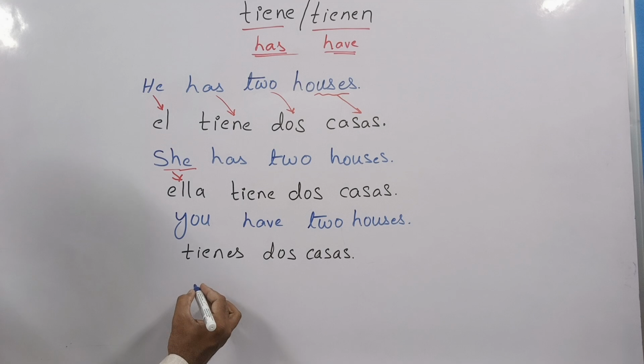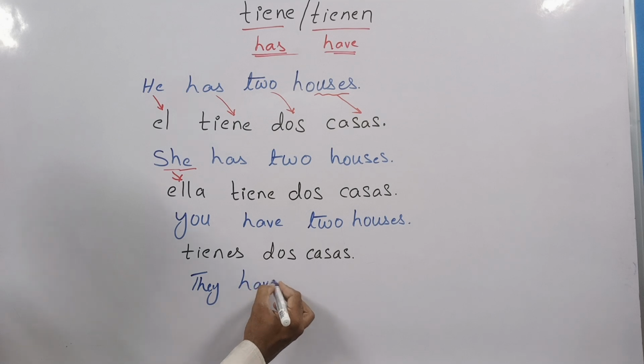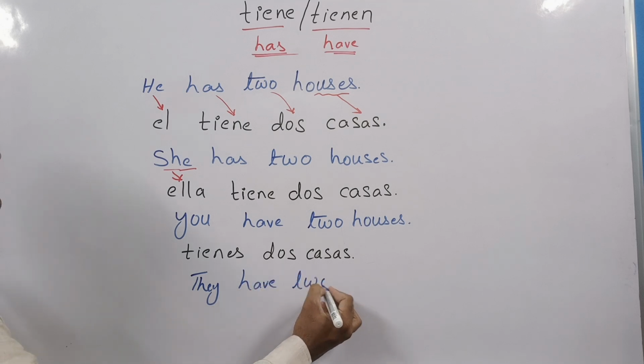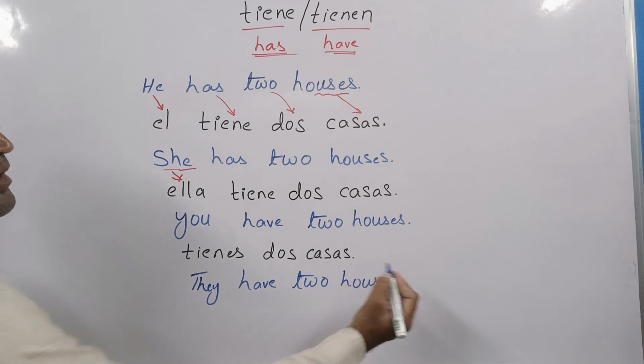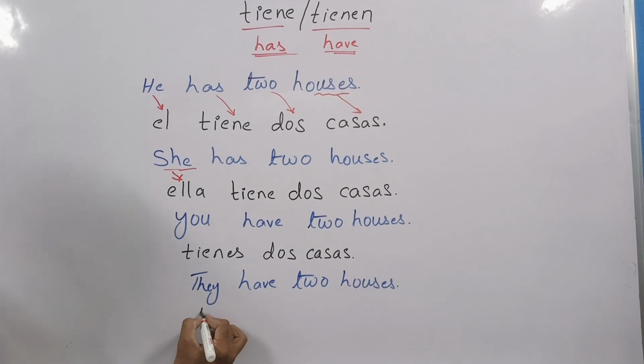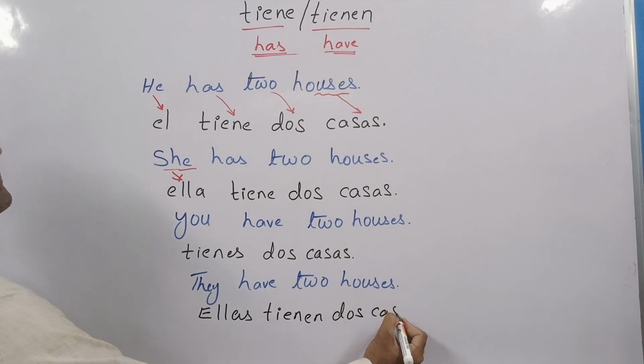Let us come to the last example of this session. If I have to say, "they have two houses", for this, we will write ellas tienen dos casas.